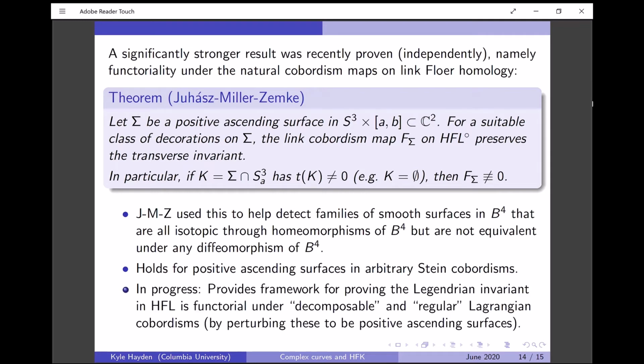So a final note in this direction, more broadly, this also provides a framework for thinking about Legendrian invariants. In particular, there's many questions about the naturality of the Legendrian invariant under Lagrangian cobordism. And the results of Juhász, Miller, and Zemke, together with the structural results proven in Theorem 1, provide a framework for proving that functoriality in the Lagrangian setting by perturbing the Lagrangian to be a positive ascending surface. And so this can always be done for so-called decomposable Lagrangians and should also work in the case of regular Lagrangians. Okay, so I'll end it there, and thank you for listening.